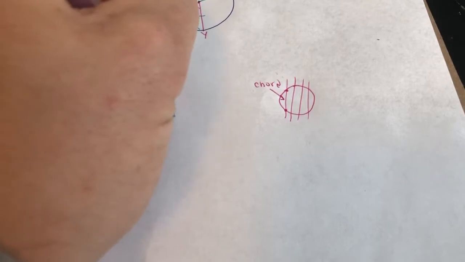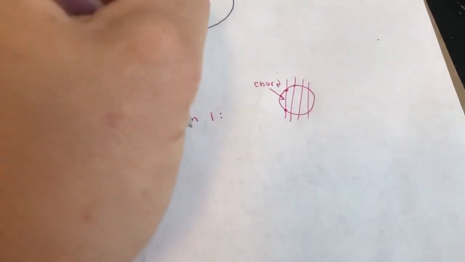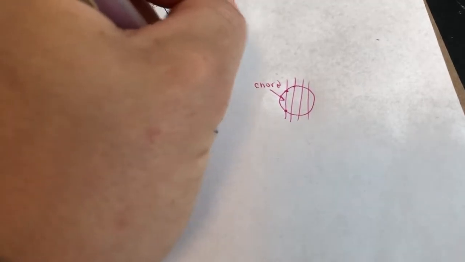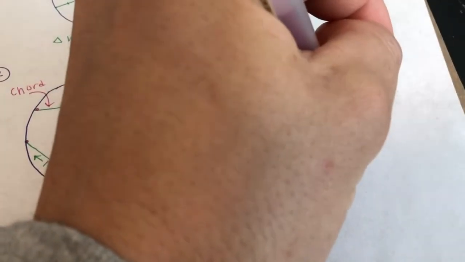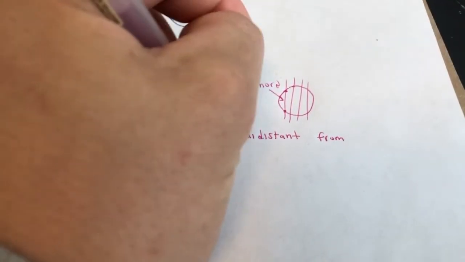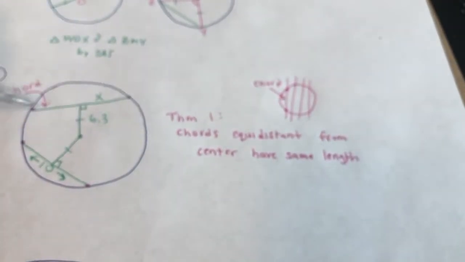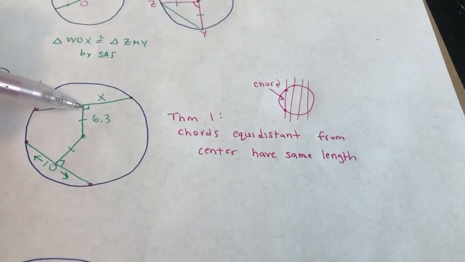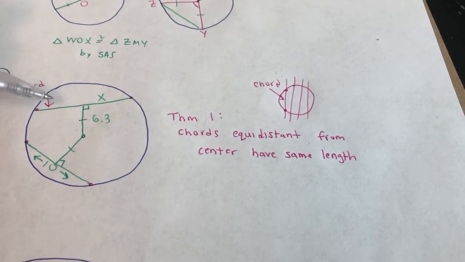So I will write theorem 1: chords equidistant from center have the same length, meaning this right here is the same length as this right here, so these chords are the same length.